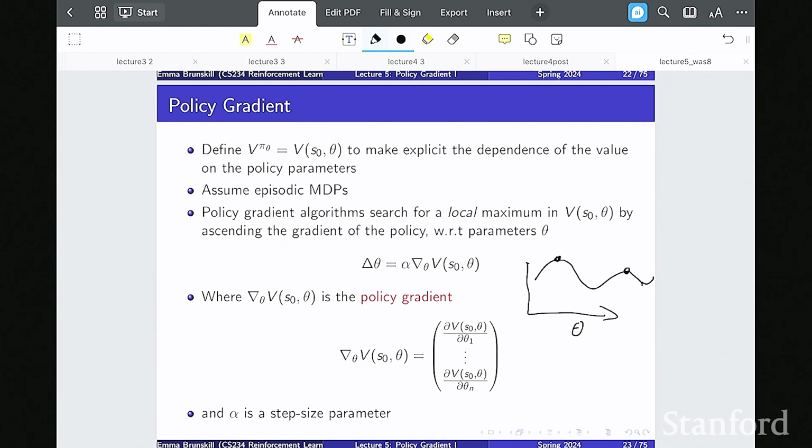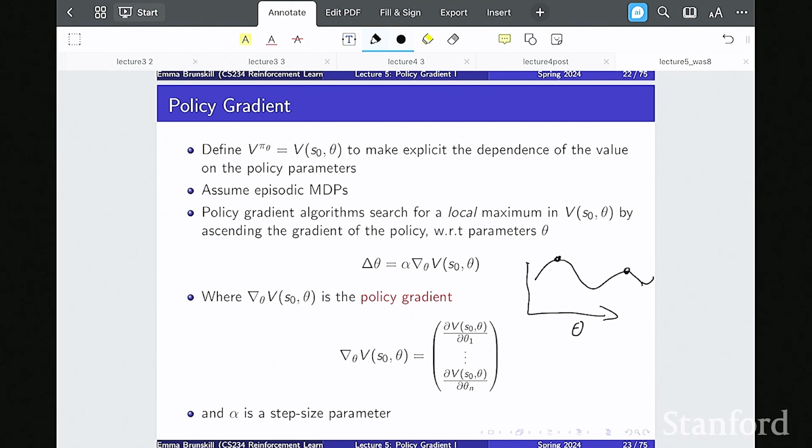This is in big contrast to the tabular cases we saw before. We were guaranteed to get to the optimal Q function, an optimal value function. Now we're just going to hope to, given our policy parameterization, get to a local optima in that policy parameterization. So it's a policy class-specific guarantee, and it's only a local optima.